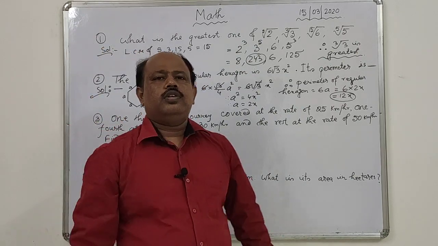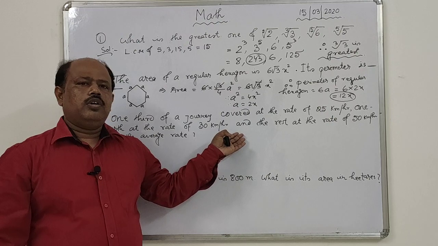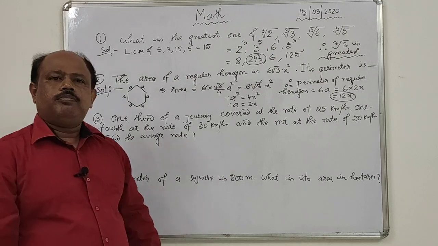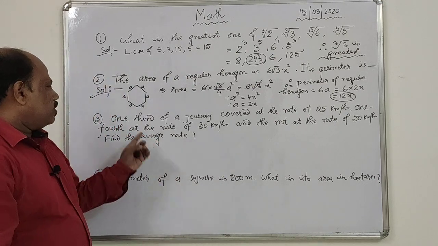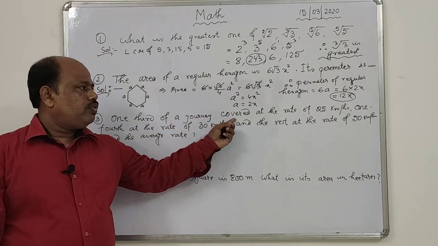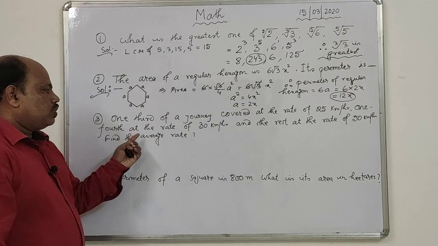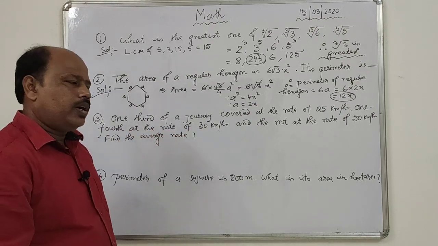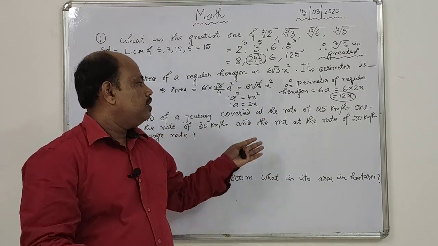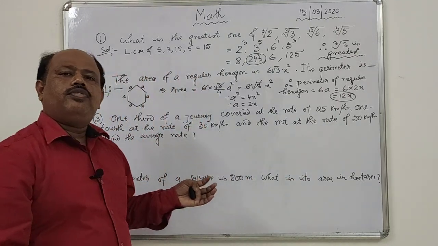Okay, read the next question, number 3. This question is more important for Public Service Commission, CGL and the Central TET, Primary TET, Upper Primary TET. Okay, look, 1/3 of a journey is covered at the rate of 25 km per hour, 1/4 at the rate of 30 km per hour, and the rest, means remaining part, at the rate of 50 km per hour. Then what is the average rate?